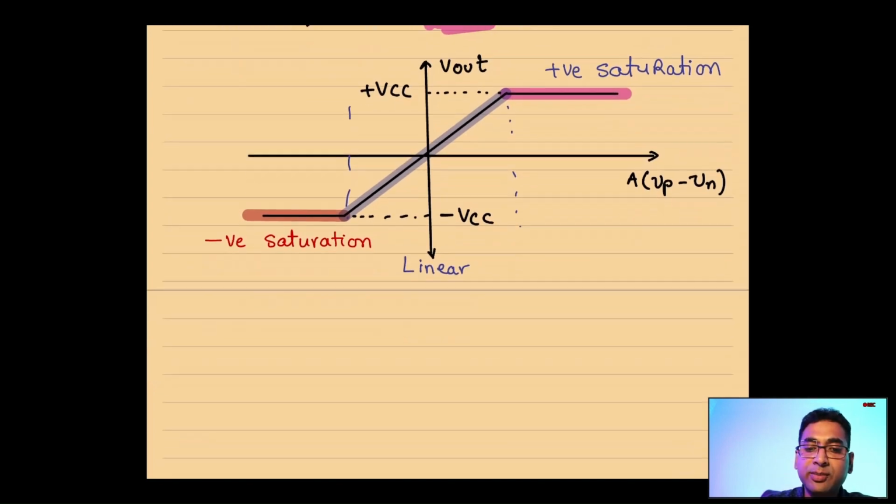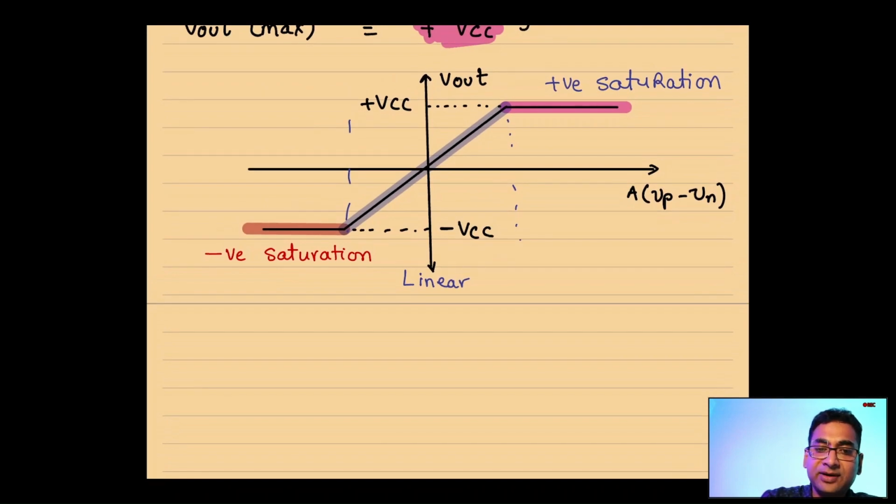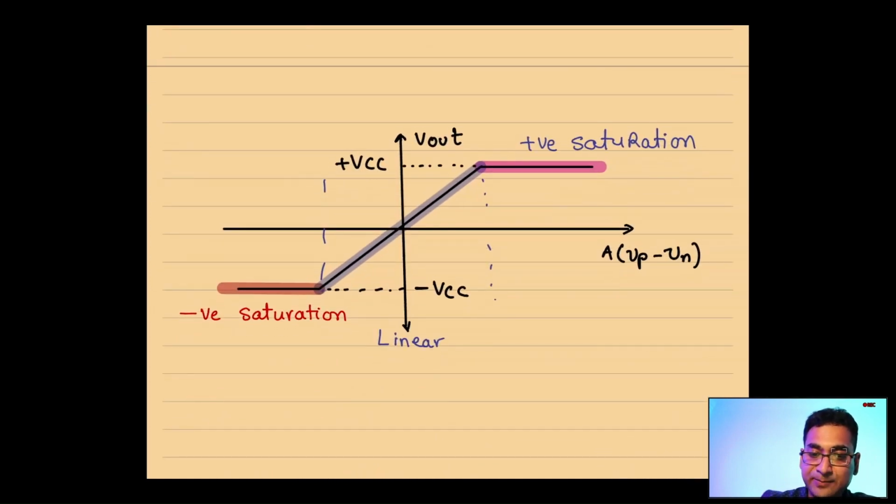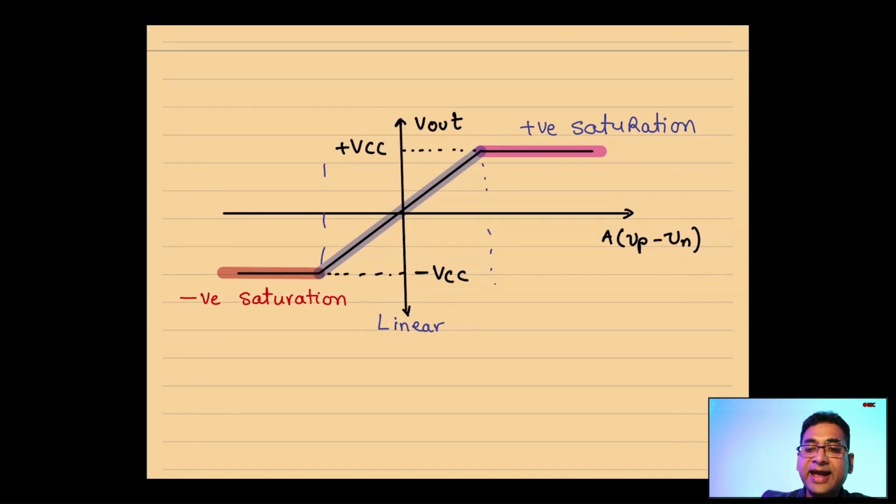You always want to make sure that your op-amp, you know what, let me drag all of this to the next page so it's easier to see. On the x-axis is your Vp minus Vn times A. As the difference between your input increases along the x-axis, your output keeps increasing. That's the idea.